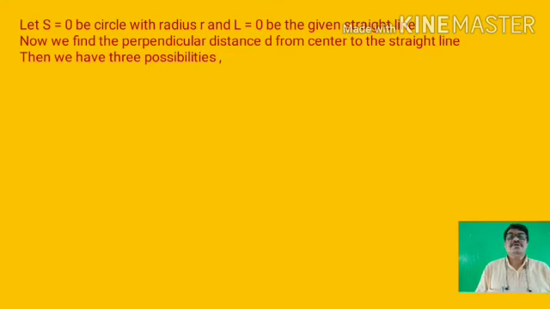Let S equal to 0 be the circle with radius r and L equal to 0 be the straight line. Now we are comparing the distance from the center to the line and the radius. Then we are arranging three cases: when the line touches, intersects, or does not touch the circle. Now we find the perpendicular distance from the center to the straight line, say small d. Now these cases arise.